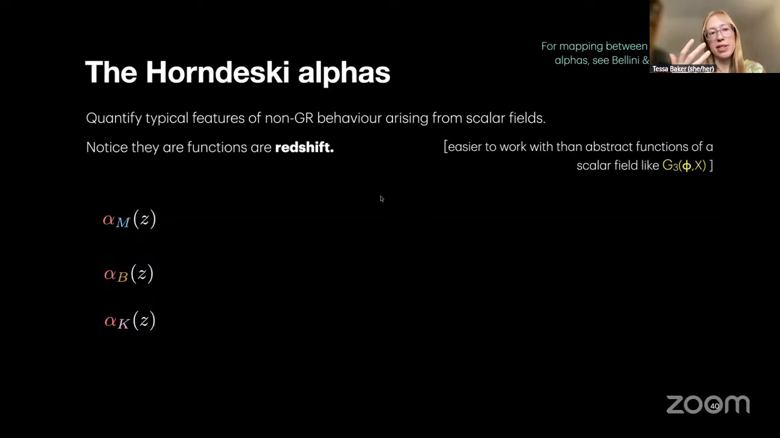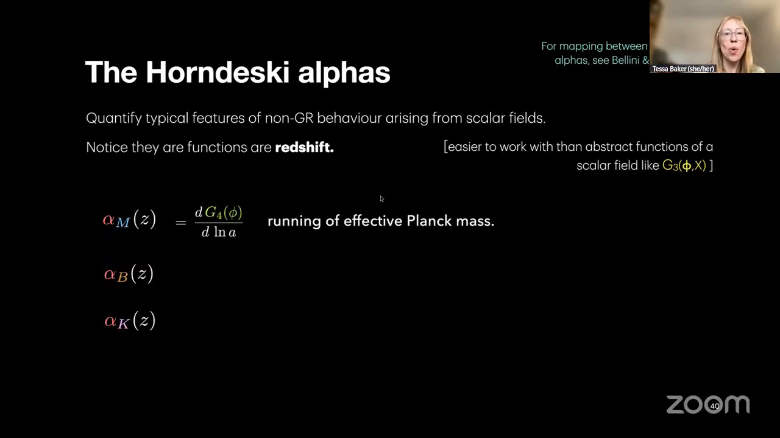And what's more is that these alpha parameters have nice physical descriptions you can drape around them. One of these we have met already. We met alpha M, which we said was the derivative of the G4 function with respect to the log of the scale factor, so basically a time derivative. And that tells you about the run rate of that effective Planck mass.